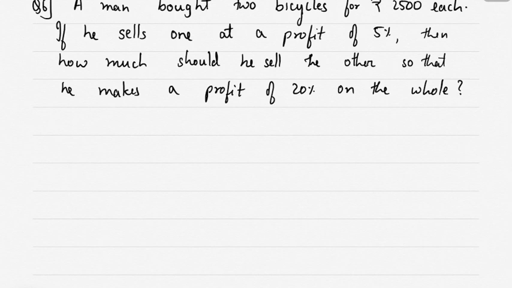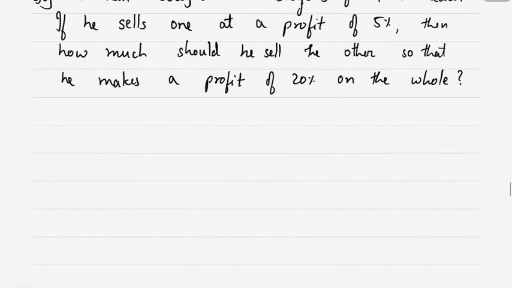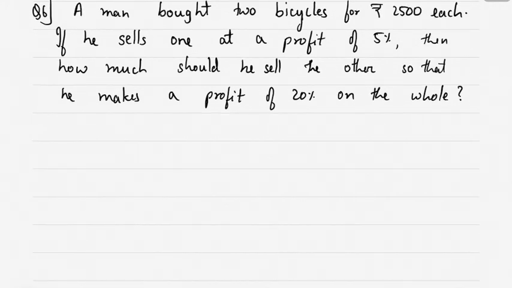Question number 6. A man bought 2 bicycles for rupees 2,500 each. If he sells one at a profit of 5%, then how much should he sell the other so that he makes a profit of 20% on the whole? Okay. So, on the first cycle he is making a profit of 5% and on the whole he needs 20% profit.